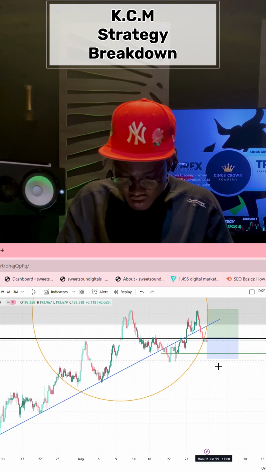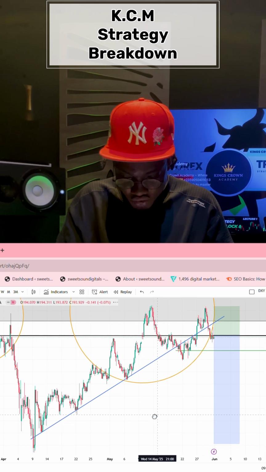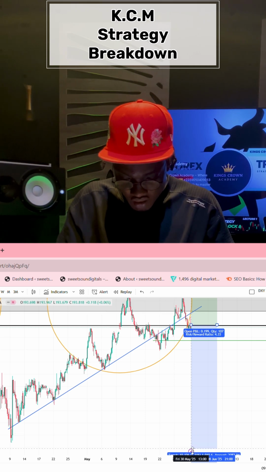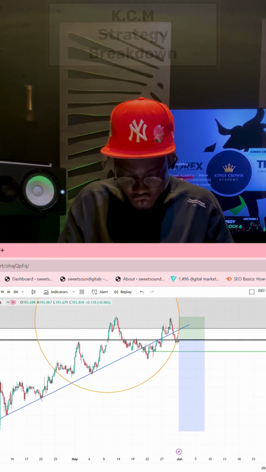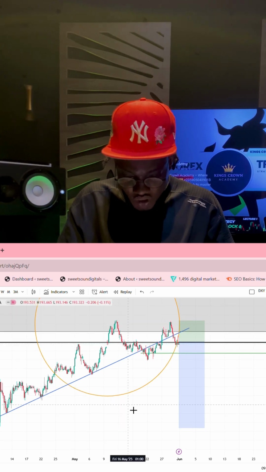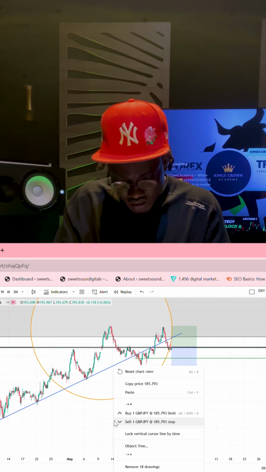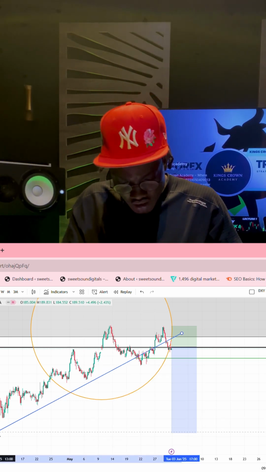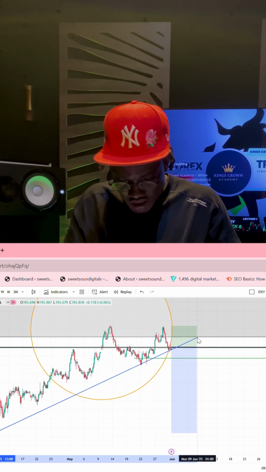Now this is the 4-hour chart, guys. I just want to build a trade setup real quick, 1:5. You can catch this trade with me next week. So this is what I'm looking at on GBPJPY. This is what I'm going to be looking at.